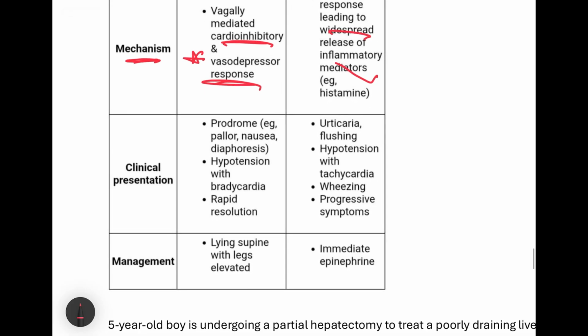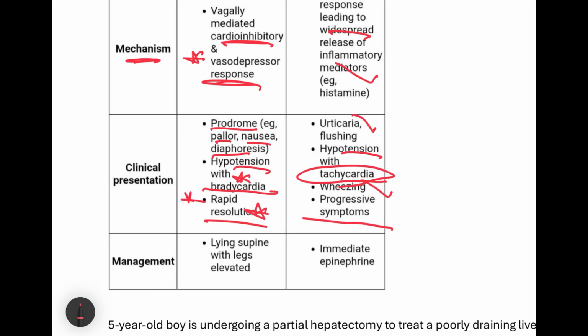If we talk about the clinical presentation of vasovagal syncope, there is a prodrome like pallor, nausea, and diaphoresis, hypotension with bradycardia, and rapid respiration. If we talk about anaphylaxis, there are rashes, hives, hypotension with tachycardia. They're having wheezing, and they don't have a prodrome and have progressive symptoms.